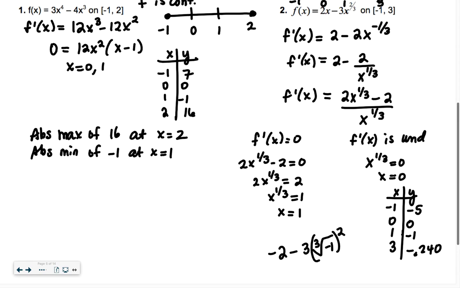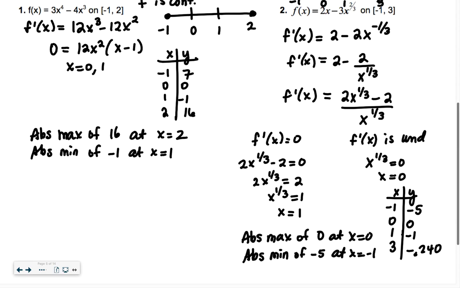So what's our absolute min and absolute max? Yeah, so -5 and 0. So we're going to say absolute max of 0 at x equals 0 and absolute min of -5 at x equals -1. So this is a weird one. This is one that's going to have a cusp.